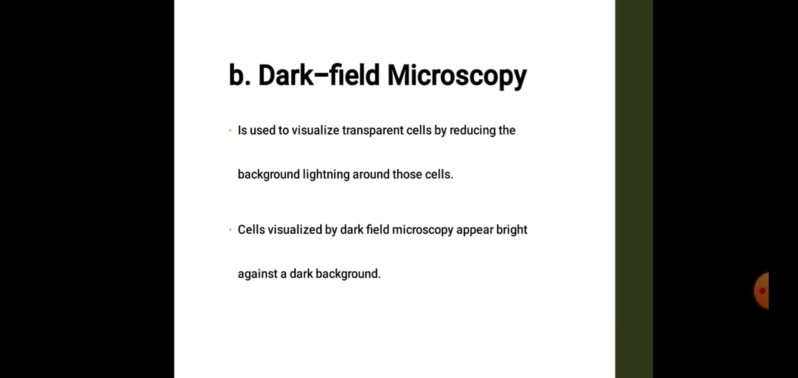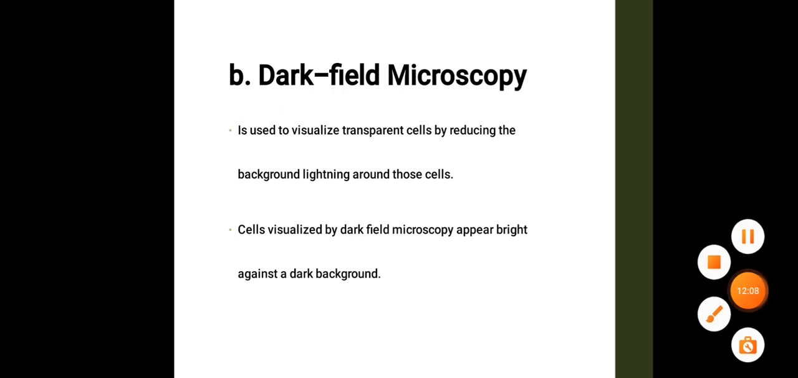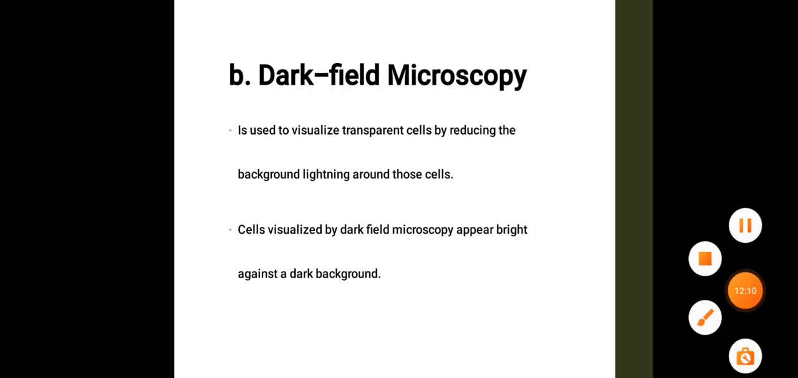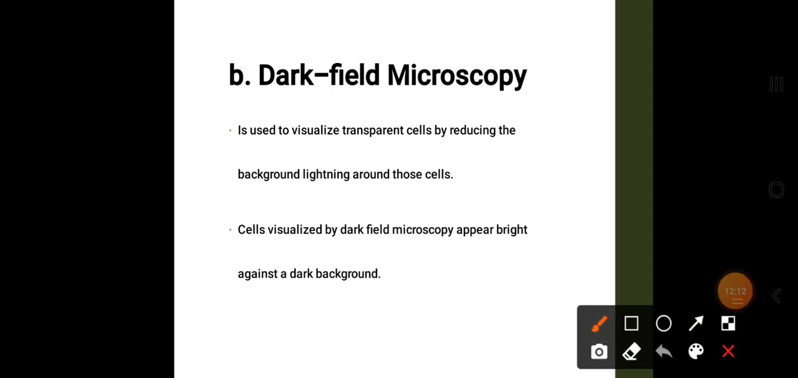Now we will discuss another microscopy involved in light microscopy. First, this is dark field microscopy. What does dark field microscopy do? It is used to visualize transparent cells. If the cells are transparent, then a direct light source is of no use, because the light will not let us visualize our transparent cells.